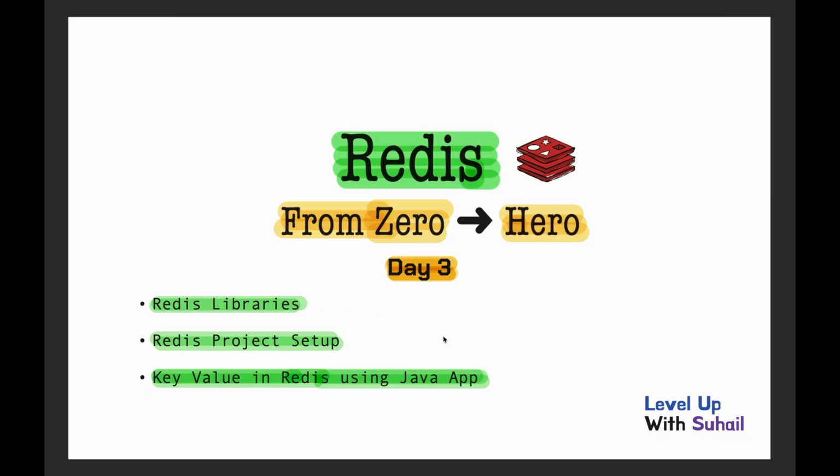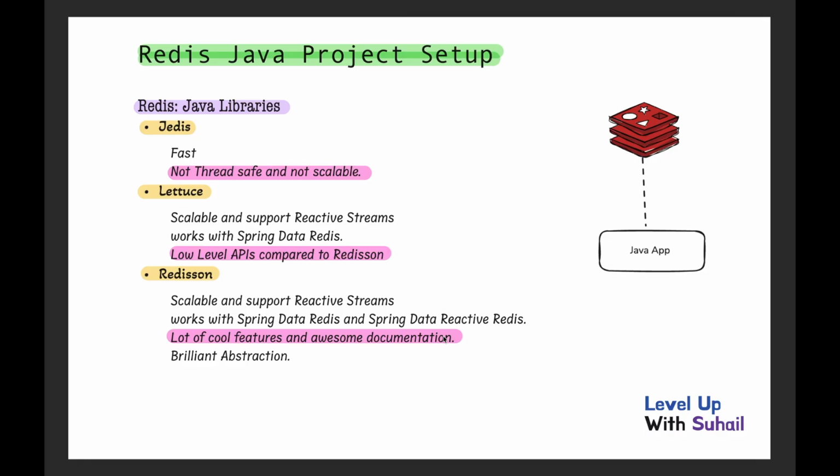So let's discuss the Redis libraries available in Java. There are three famous Java libraries available for Redis: Jedis, Lettuce and Redisson, right? You will be seeing a lot of blogs and articles about Jedis, but they could be relatively old. Don't use it, it's not thread safe and also not scalable, right? Now the remaining ones are Lettuce and Redisson.